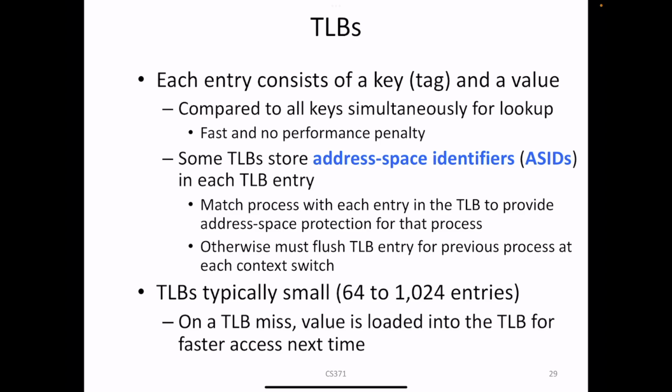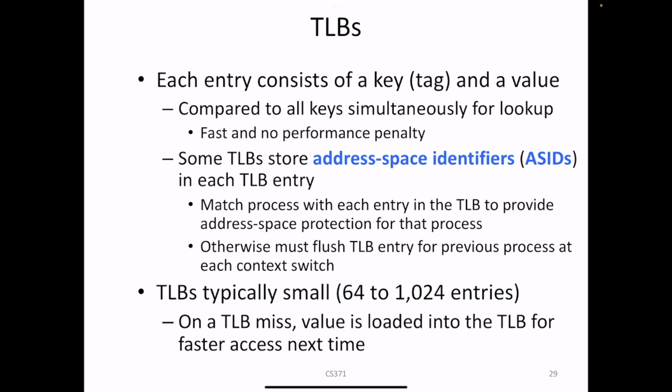For a TLB cache, there are a number of entries on it. Each entry consists of a key, or sometimes we call it a tag, and a value pair. The key or tag is the page number. The value of the entry will store the corresponding frame. Unlike the searching on the page table, where we need to look up each entry one by one to find the result, on the TLB cache we can compare all keys with a given logical address simultaneously for lookup. It is extremely fast and has no performance penalty.